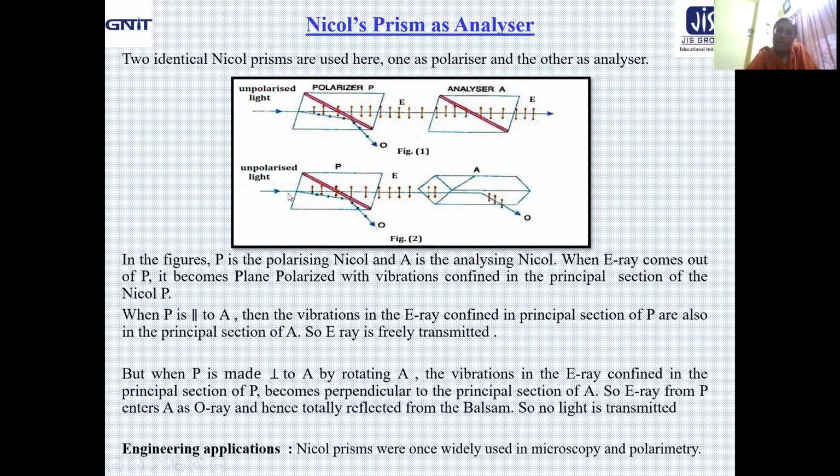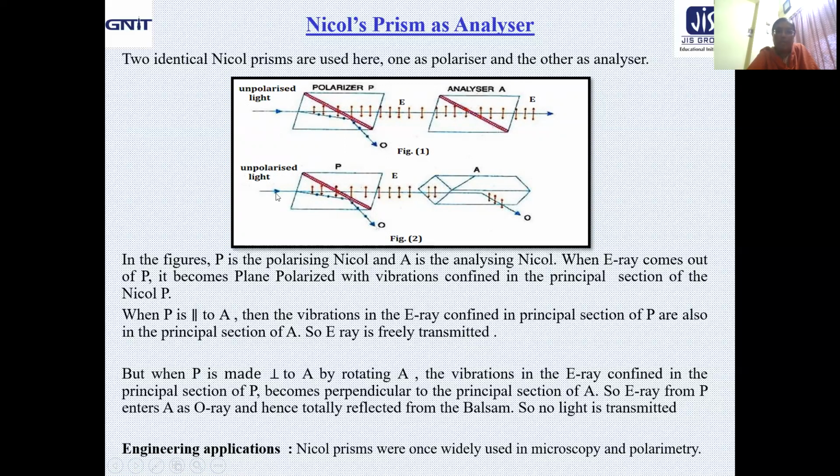But come to the second figure, that is case 2. You are starting with unpolarized light. You are getting E ray to come out of the polarizing Nicol P because O ray will be eliminated through total internal reflection. Now look here. A, the analyzing Nicol, has been rotated through 90 degrees. That means it is made perpendicular by rotating A. So A has been rotated and kept at 90 degrees with respect to P.